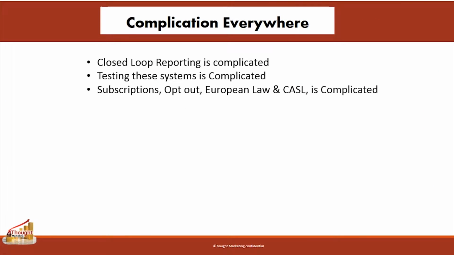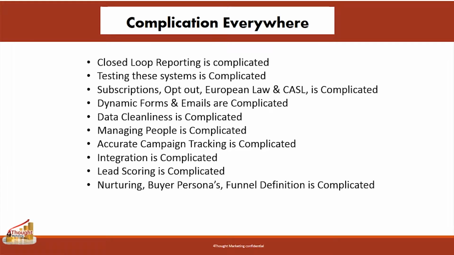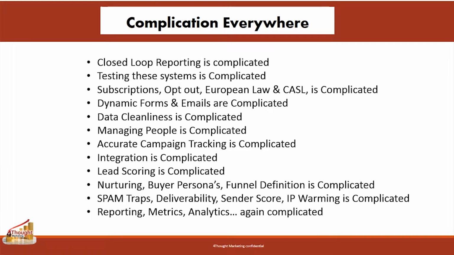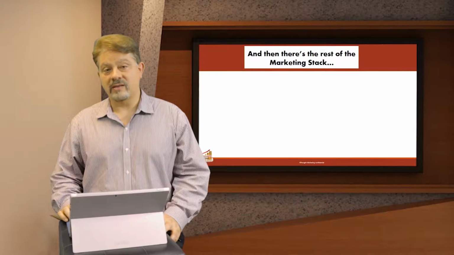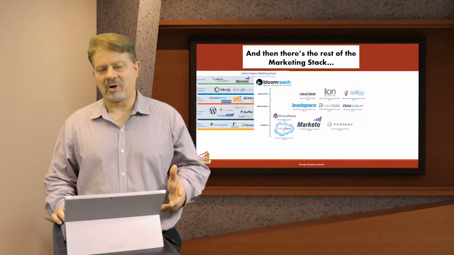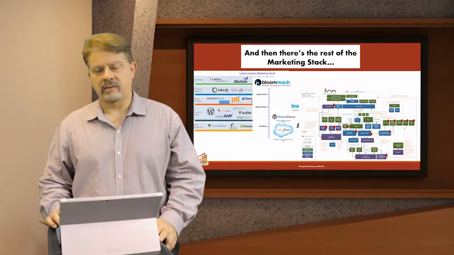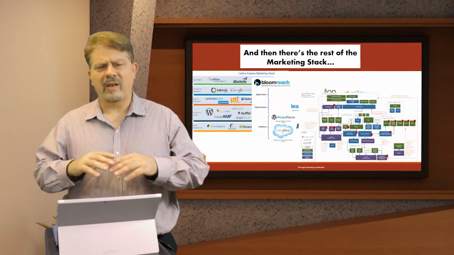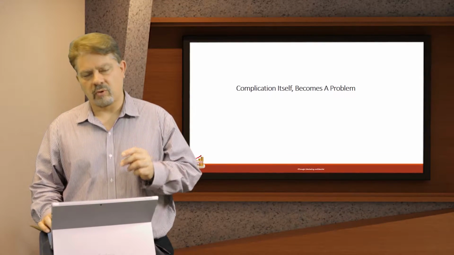There are complications in all sorts of aspects of marketing automation, including integrations are complex, lead scoring is complicated, subscription management is complicated, spam traps and deliverability, all of these different areas are complicated. When you combine them all together, the complication becomes immense. And then the complication gets even more when you consider the rest of the marketing stack. It doesn't matter if you have a simple marketing stack, a mediumly complex marketing stack, or a highly complex marketing stack. When you start adding in multiple products and interactions between all of them, the complexity just becomes immense. And at this point, complication itself becomes a problem.